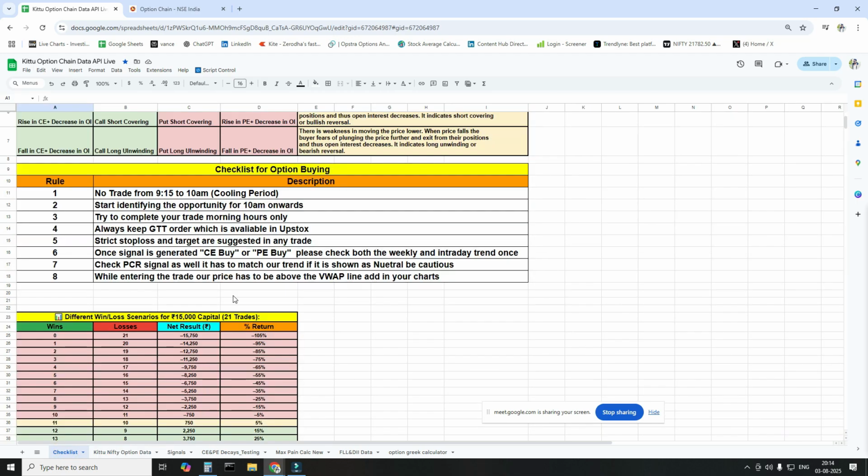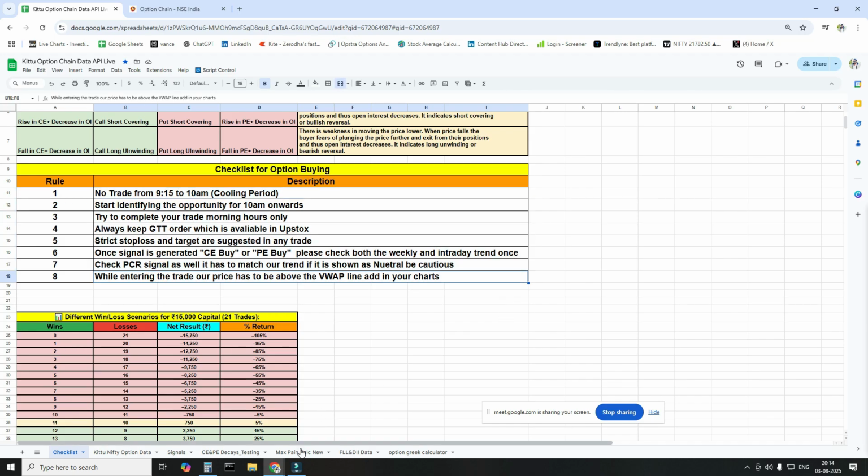Okay, fine. As you already know, we are going to have some checklist in option buying. Specifically, this checklist is only for option buyers. These are the main checklist items which we are identifying. We also have a few more checklist items. As you can see, no trade from 9:15 to 8 a.m. This is a cooling period, as we also mentioned, along with PCR signals.